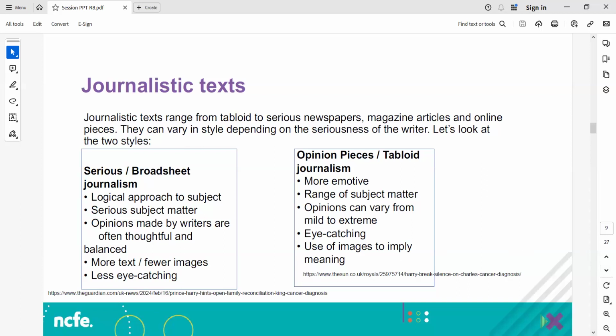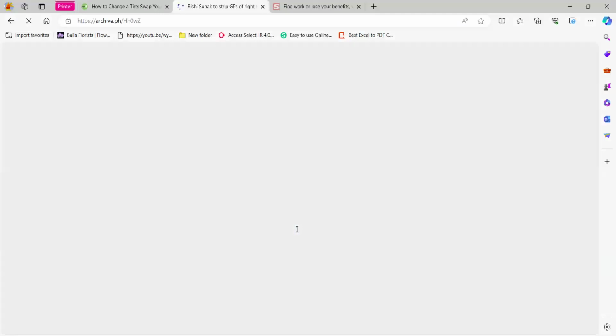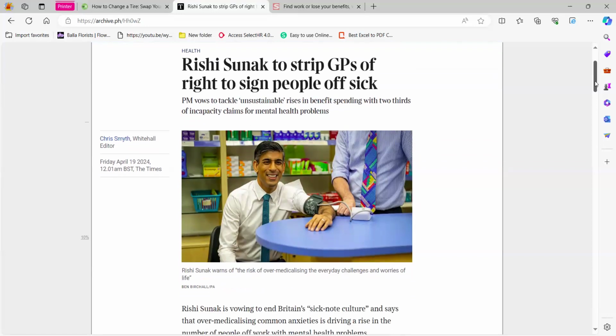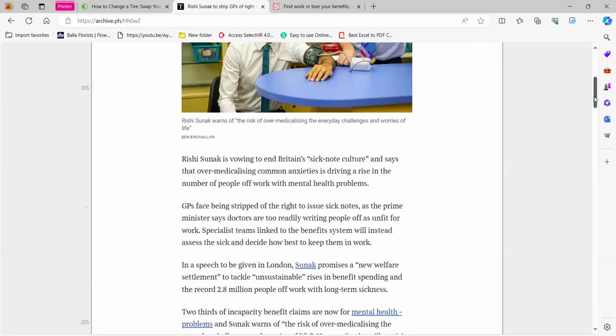I've got a couple to show you. So if we look at the first one, and you can tell me if it is broadsheet serious journalism or tabloid journalism. So I'll just let you have a look first. So we've got the headline, photograph, and I'll just move down and let you read a little bit of it.